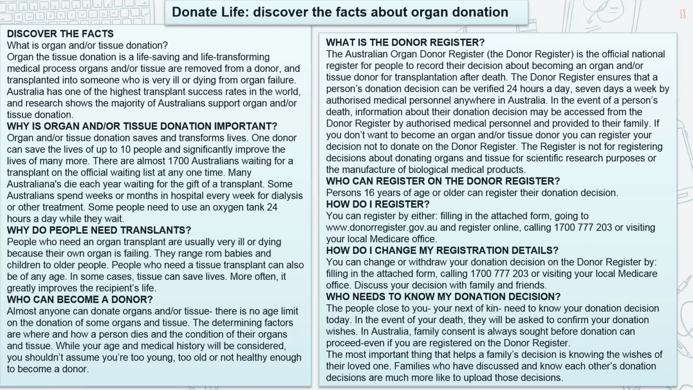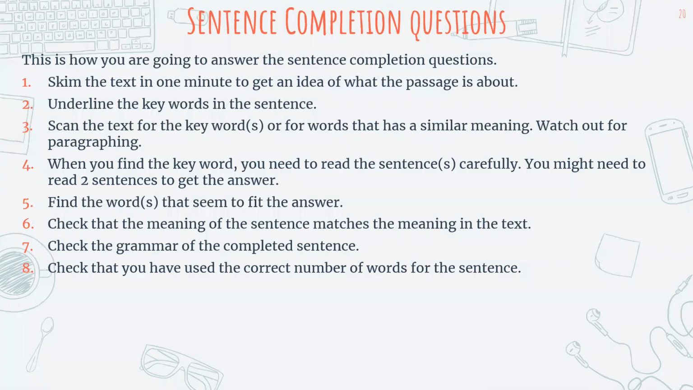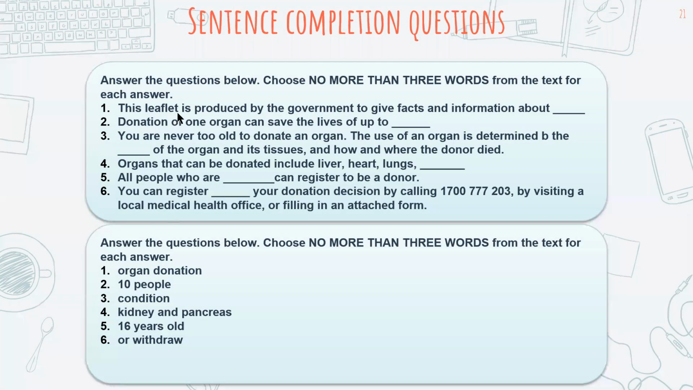So the first question, I have the keywords. It's about this leaflet, okay, and we said government and give facts. Oh, it's in the title. Donate life, discover the facts about organ donation. It's in the title. Okay, so let's go back to the text. This leaflet is produced by the government to give facts and information about organ donation.